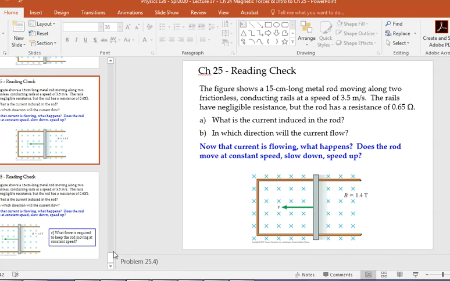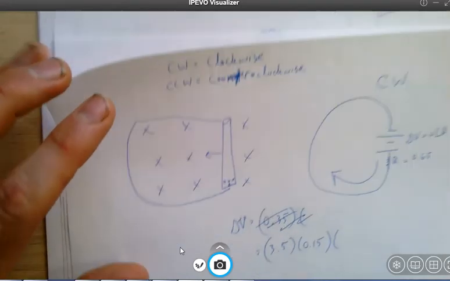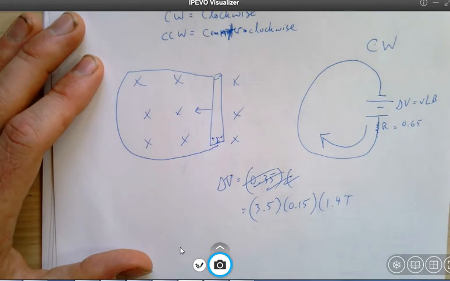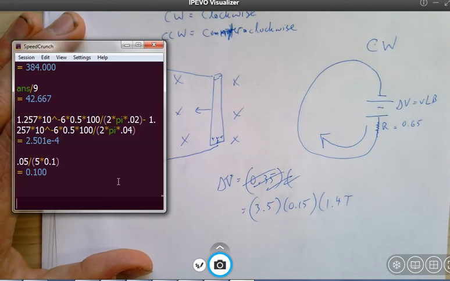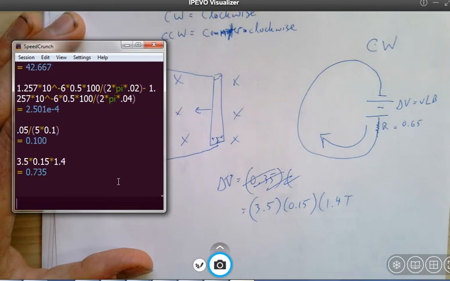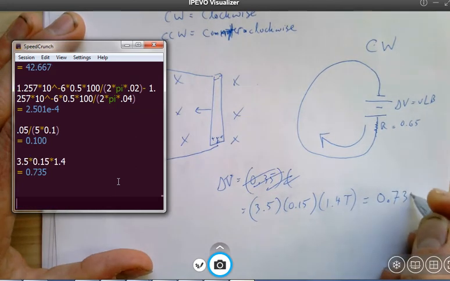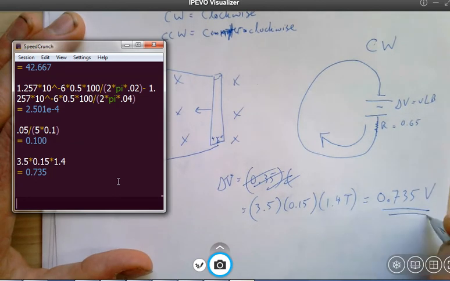What is that magnetic field strength? That is 1.4 Tesla in this case. So if we put all those numbers together, we get 3.5 multiplied by 0.15 times 1.4, and we plug all those together, then we'll see that this is equal to 0.735 volts.